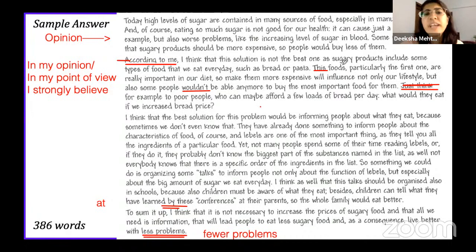Okay. So yes, interrogative sentences should also be avoided, right? Here we can think of another manner of writing this. We can instead say that, for example, poor people who cannot afford a few loads of bread per day would find it very difficult if we increase its price. So instead of writing it in the form of a question, convert this into a statement, right? Okay. All right. If you have any questions about task two, please let me know.